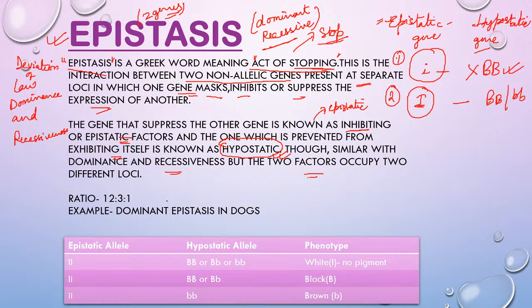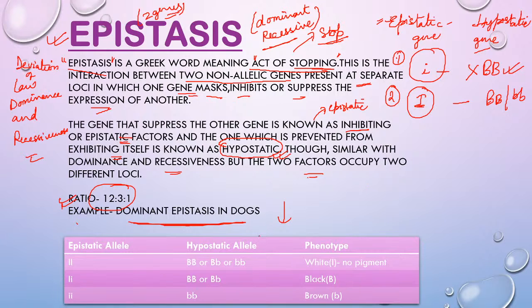Okay, so we can see the dominant epistasis ratio is 12 is to 3 is to 1, and the example of dominant epistasis is seen in case of the dogs. Okay, how? Let me explain with the example.